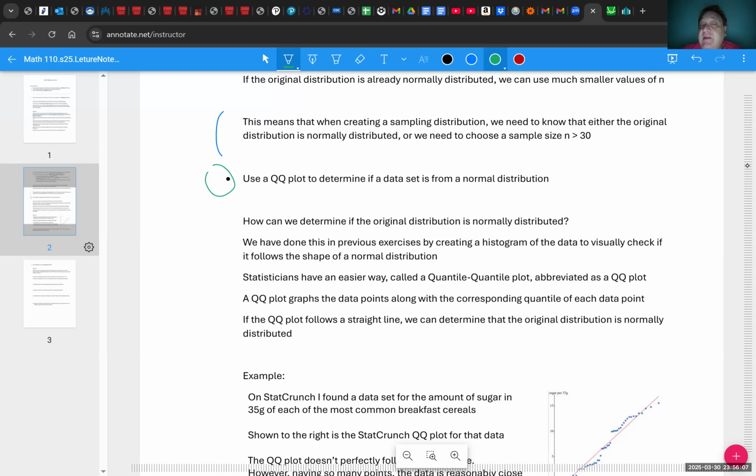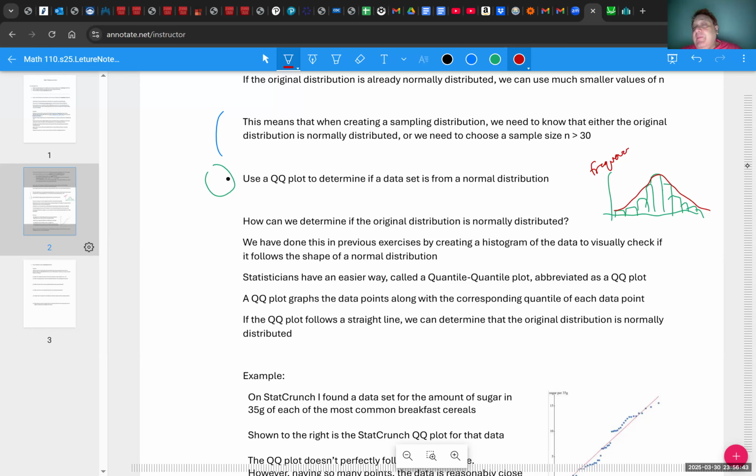We actually have done the exploration previously. We've done this by creating a histogram of data to visually check if it follows a normal distribution. So if you remember creating histograms, if they had a symmetric shape where they went up like this and then back down like this, we said, oh, that looks like a normal distribution, because the tops, which is where the height of the frequency is, the frequencies went up and back down like this. And we say, oh, okay, that's a normal distribution.